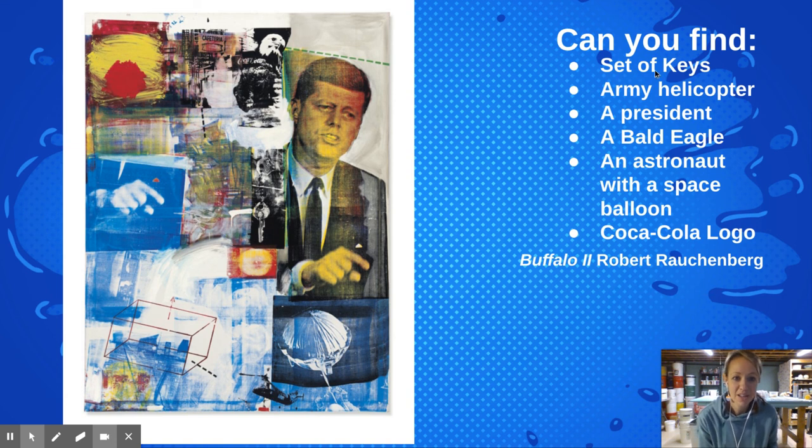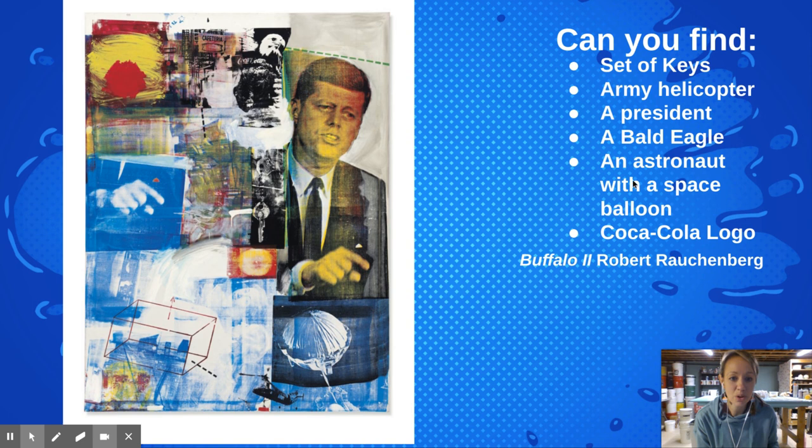Okay, so here's the set of keys, right here in the middle. The Army helicopter is way down here on the bottom. The president is right here. This is John F. Kennedy. A bald eagle is right up here. An astronaut with a space balloon is right here. By the way, this was made during the 1960s when we first started really aggressively exploring space. John F. Kennedy was the president, and then he was assassinated in the 60s. So all of the images in here were things that were really important at that time.